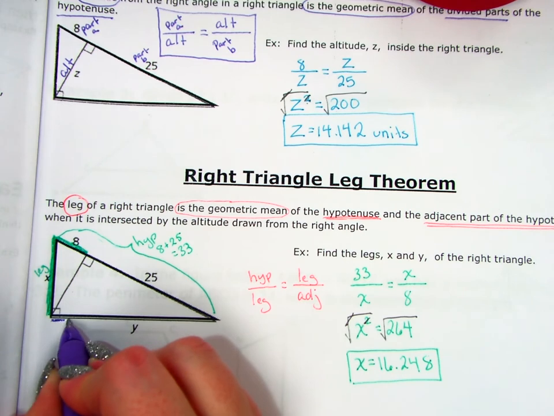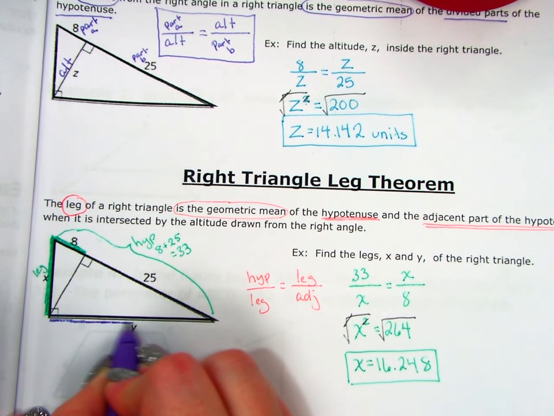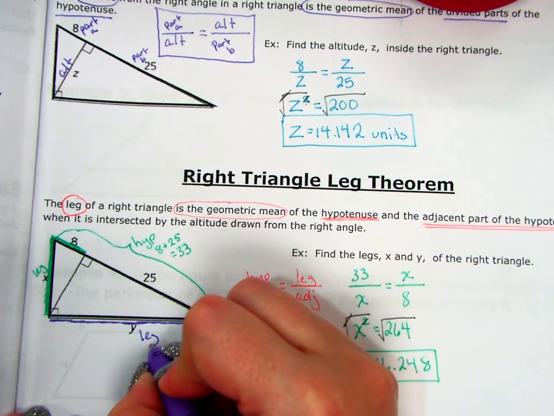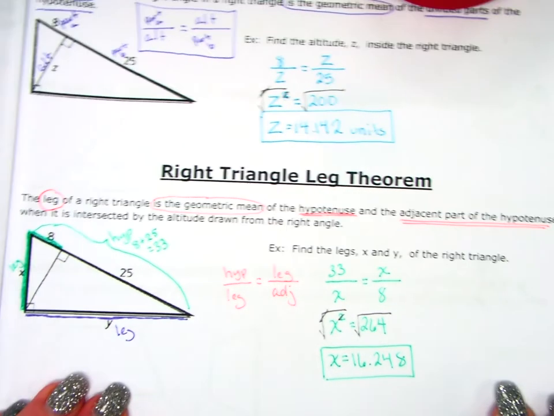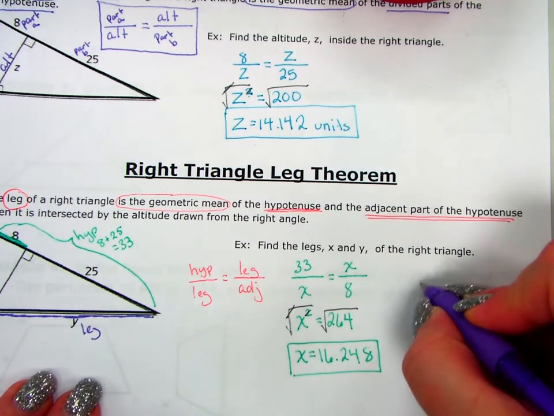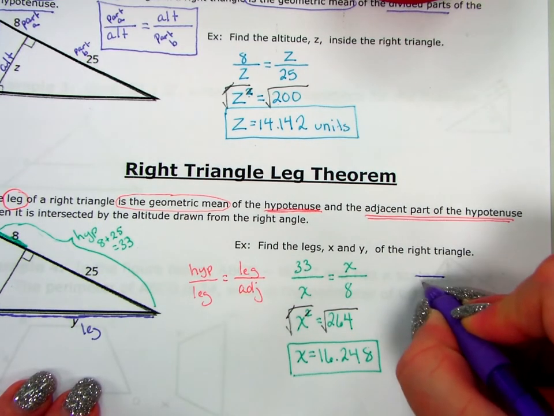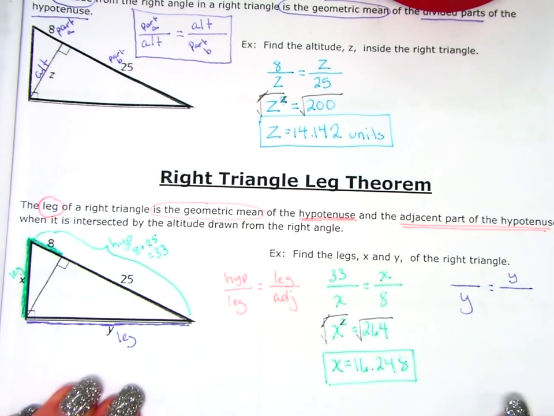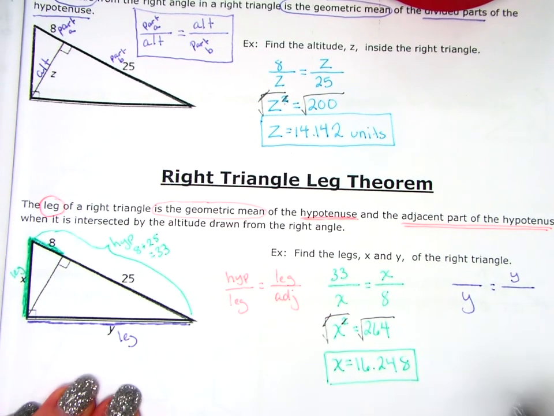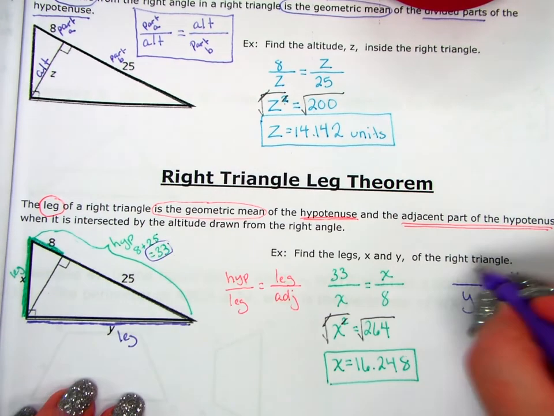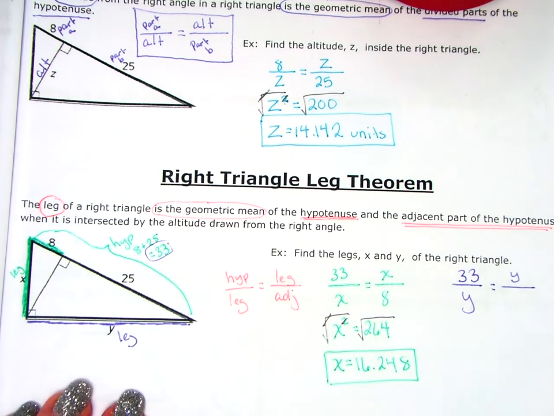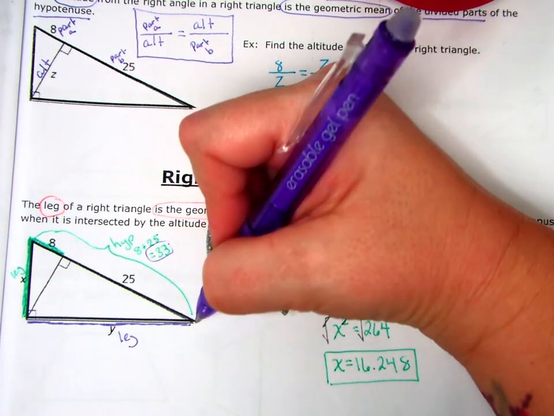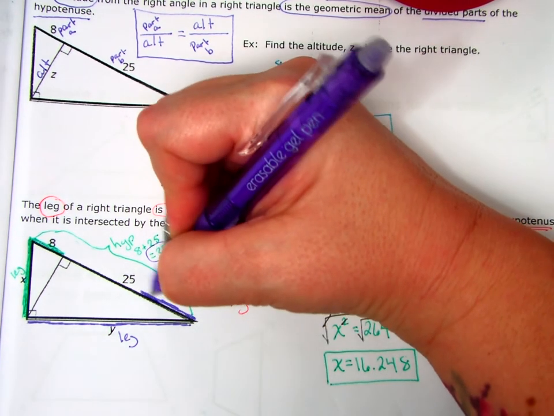The other leg, y. I'm going to highlight here, y. This is the other leg, so I'm going to put it here. Leg is y. How long is the whole hypotenuse? 33. It's still 33. That hasn't changed. What's the adjacent part this time if I'm looking at the leg y? 25. This time it's 25.